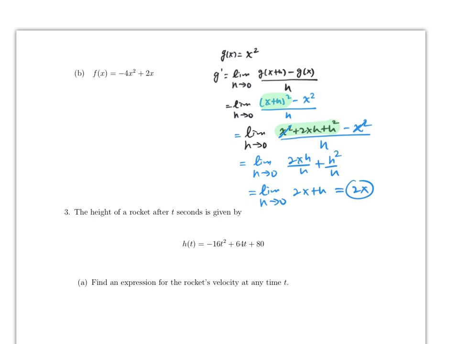So then the derivative from here, f prime, is going to be just minus 4 times 2x plus, and then for the derivative of 2x, you can just do the easy way. That will be 2 times 1. So therefore, this is minus 8x plus 2. And that's the derivative. That's it.